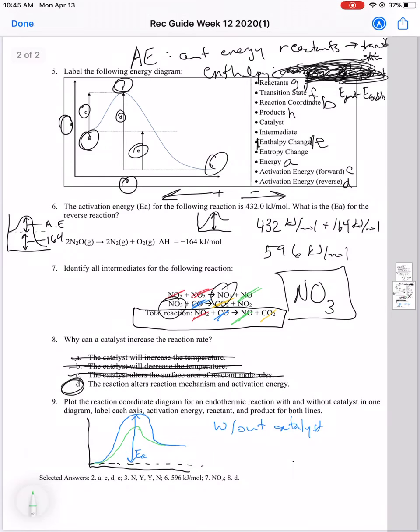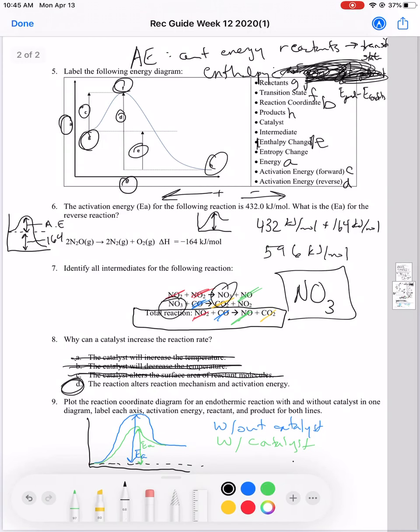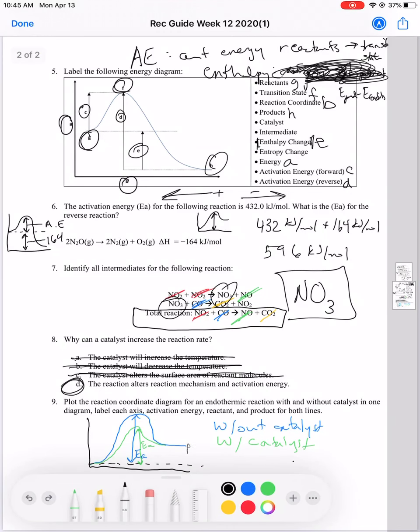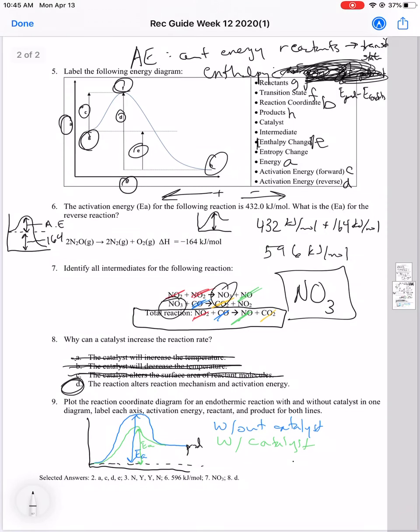And same for with a catalyst, only it's going to be shorter because that transition state doesn't have as much energy. And then our products, remember, they're going to end up at the exact same place. Here are our products. Our reactants start in the exact same place. So I've labeled the activation energy, the reactants, and the products.